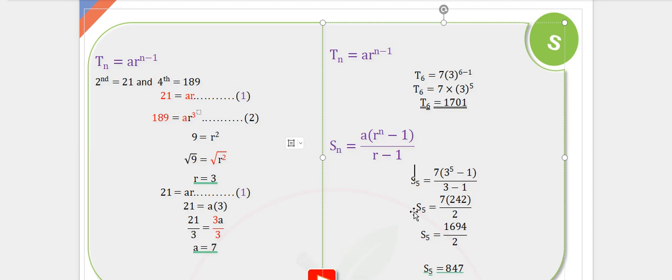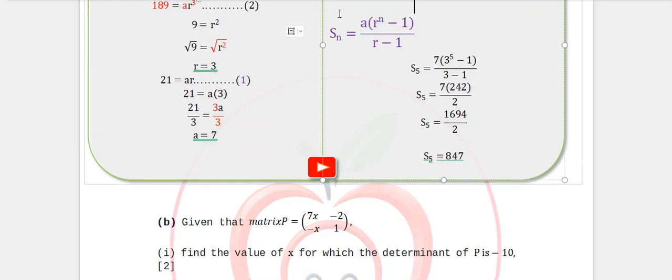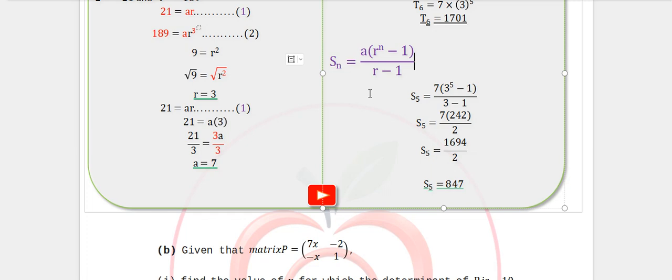So the next one is answering for the sum. How do you answer for the sum? You are given Sn. For the formula for the sum, there are two types of formulas: when the common ratio is greater than 1 and when the common ratio is less than 1. Since the common ratio is greater than 1, that is why I use this one. I'll cover the other in a later video, but let's focus on this formula: Sn equals A times (R^n minus 1) over (R minus 1).